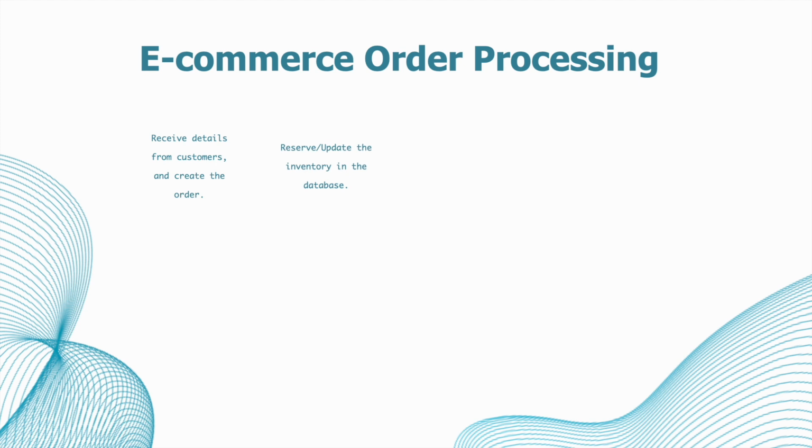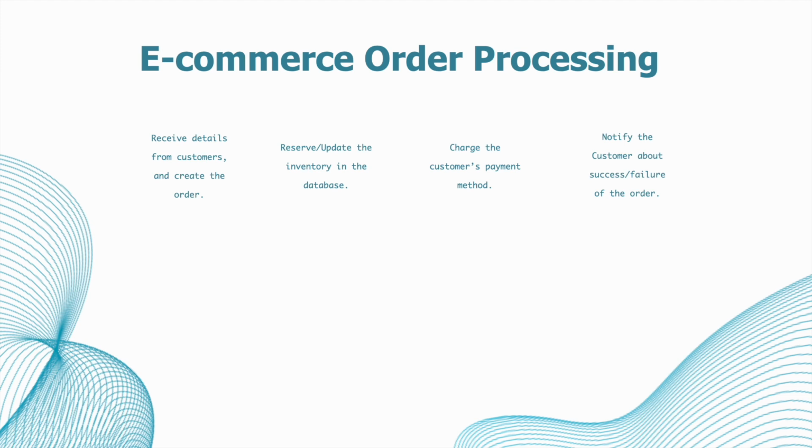Then in the backend, some service tries to reserve the inventory that we are trying to order in the database. Then a payment is made from the customer's payment method, whether you choose a credit card or a debit card. And then once the payment is successful, the customer is notified after a few minutes whether the order was successful or failed.